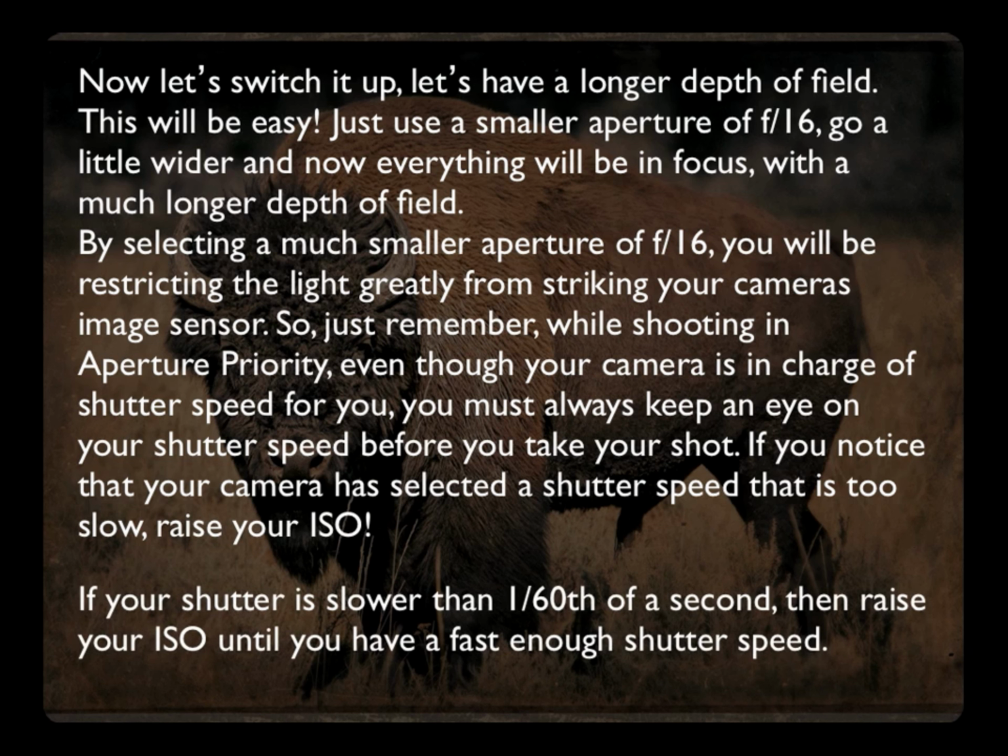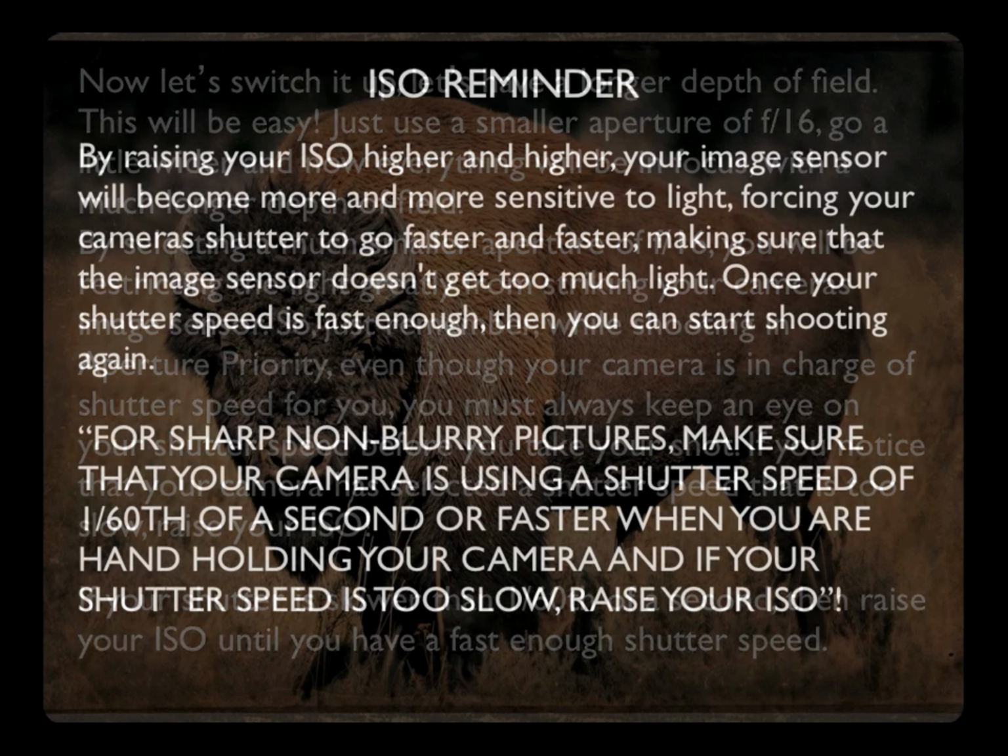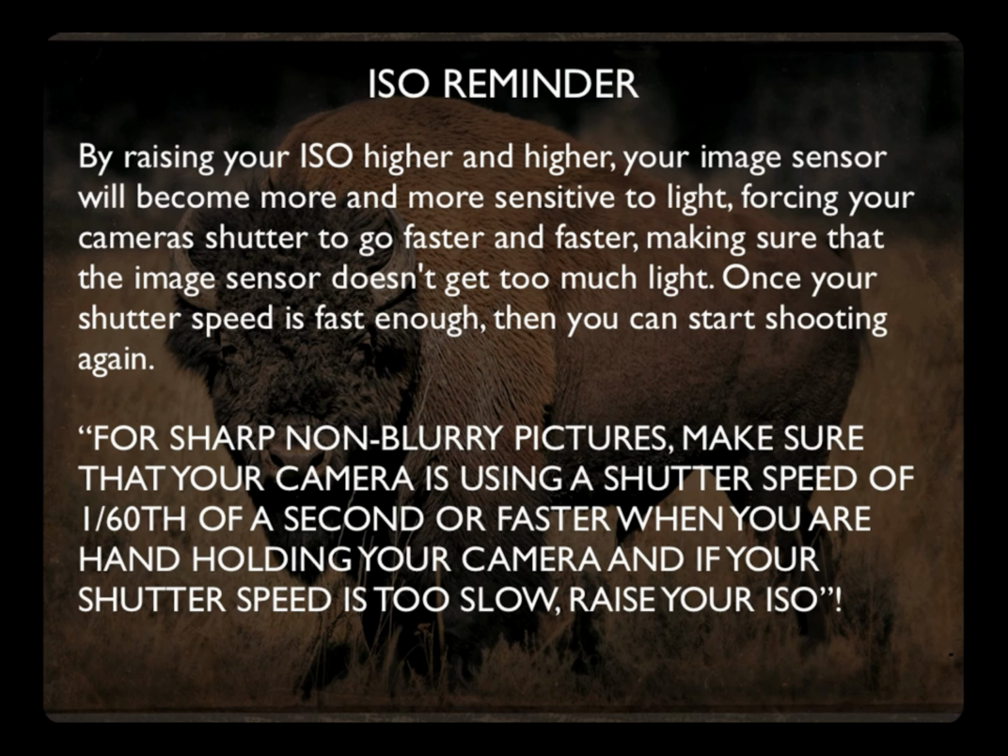If your shutter is slower than 1/60th of a second, then raise your ISO until you have a fast enough shutter speed. By raising your ISO higher and higher, your image sensor will become more and more sensitive to light, forcing your camera's shutter to go faster and faster, making sure that the image sensor doesn't get too much light. Once your shutter speed is fast enough, then you can start shooting again.